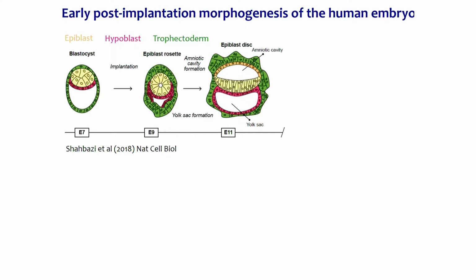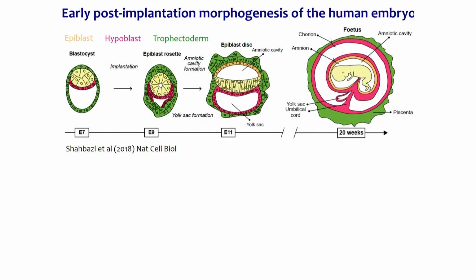So here you can see that this embryonic tissue, the epiblast that I'm showing in yellow, forms the amniotic cavity, becomes epithelial. The hypoblast forms the yolk sac, and the trophoblast differentiates. And this is just to have the comparison of how the embryo would look later on during the pregnancy.